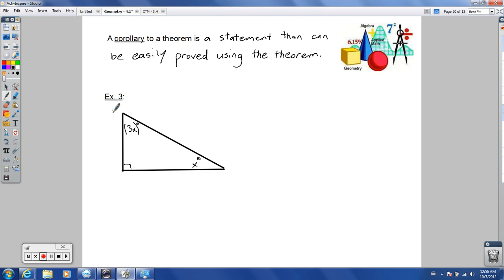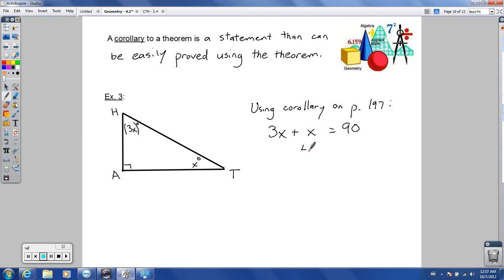And I'm going to give these vertices. Vertices is plural for vertex. Vertex is just one. So these vertices I'll call H, A, and T. So triangle HAT here. We're going to use the corollary on page 197. So using the corollary, we could say 90 plus 3x plus x equals 180, or we can just use the corollary and say 3x plus x equals 90. We save ourselves a step like that. So 3x plus x equals 90.